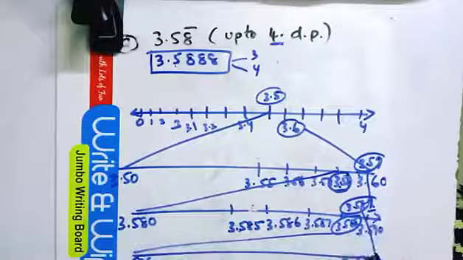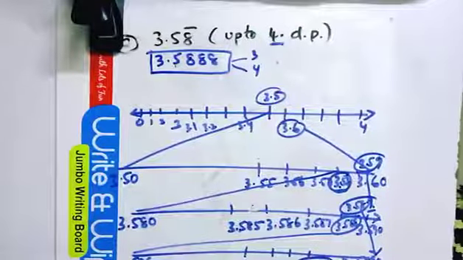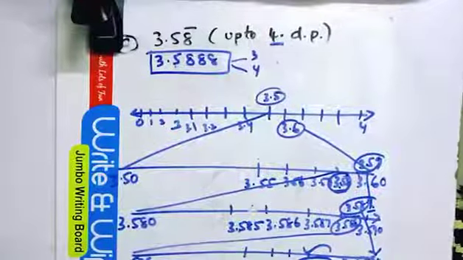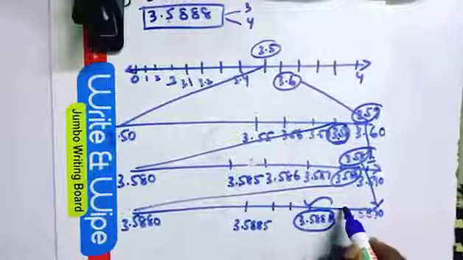Expanding these two numbers, the middle number you will get is 3.5885, then 3.5886, 3.5887, and 3.5888. So this is our required number.